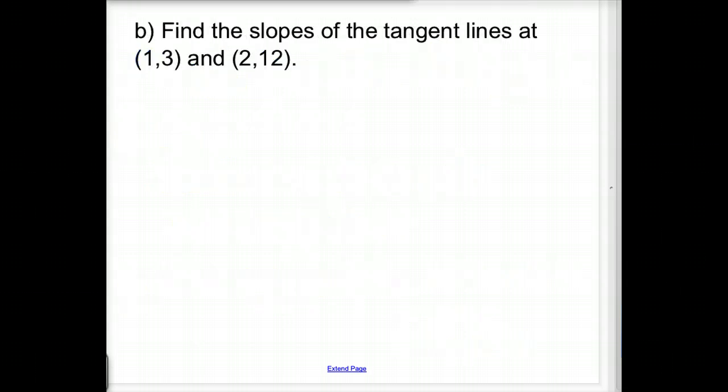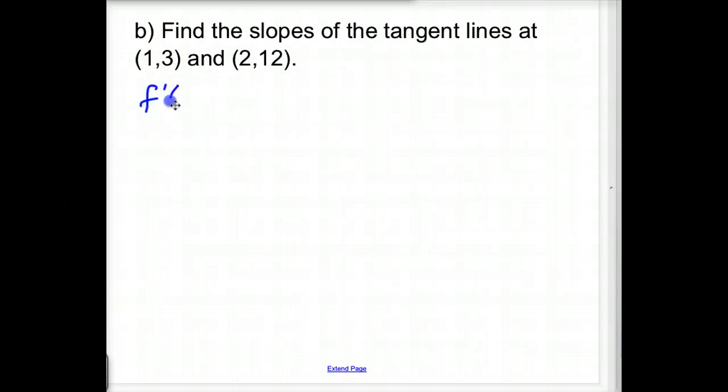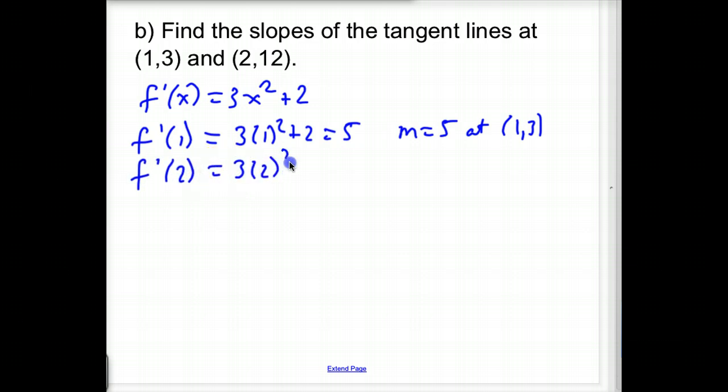Find the slopes of the tangent lines at 1, 3, and 2, 12. So we just did that. Let's take this derivative equation, which is 3x squared plus 2. So I want to write that down so I don't forget it. So if I want the slope of the tangent line at 1, I plug a 1 in there. So that 5 is the slope of the tangent line at the point 1, 3. Or if I want the slope at 2, I would plug a 2 in.